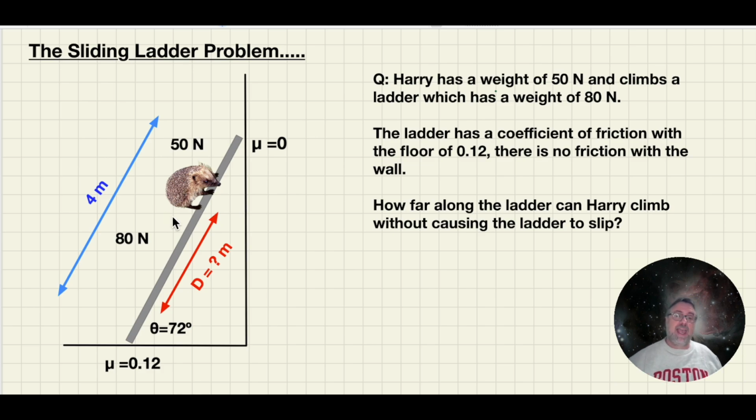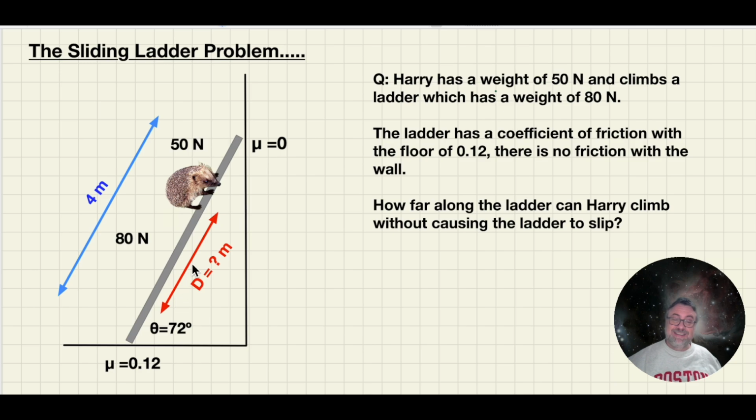So here we have Harry. Harry is climbing up this ladder, which is 4 meters long. That ladder makes an angle of 72 degrees with the floor. Harry has a weight of 50 newtons. The ladder itself weighs 80 newtons, and the coefficient of friction with the floor is 0.12. There is no friction with the wall. How far along the ladder can Harry climb without causing the ladder to slip?